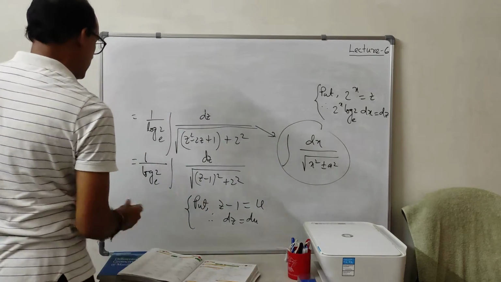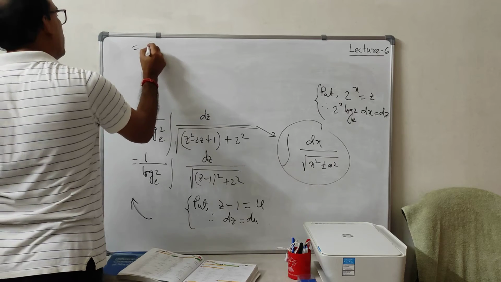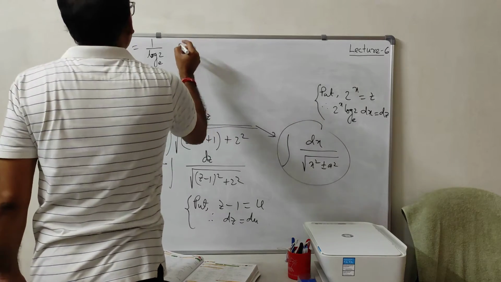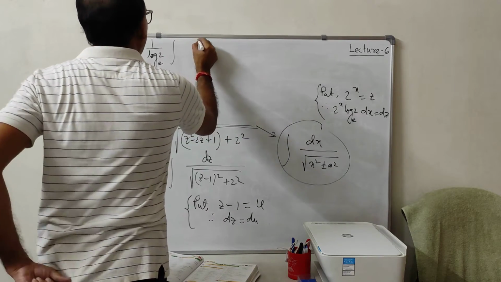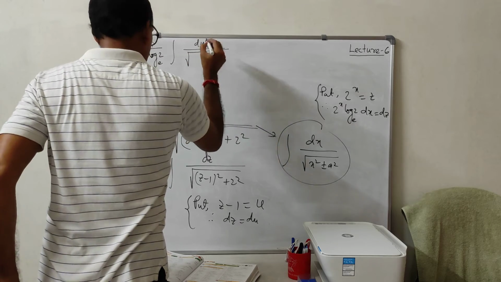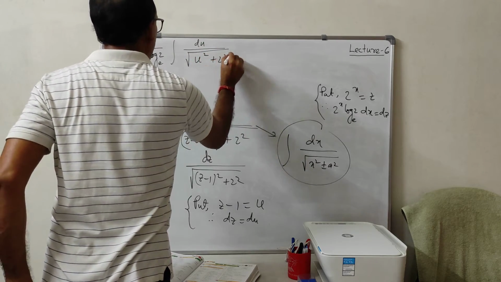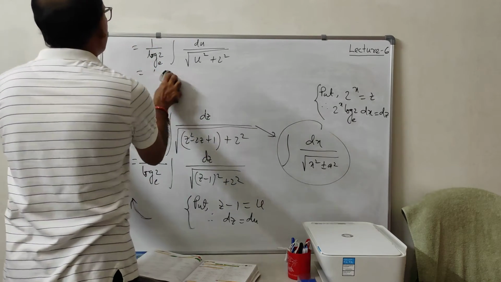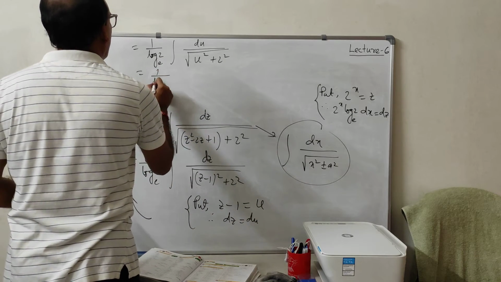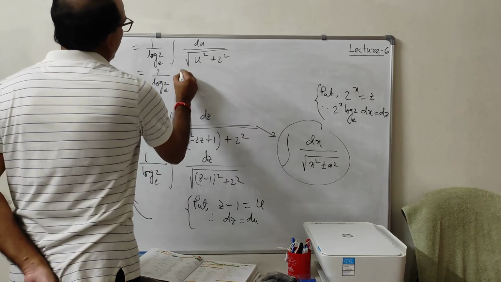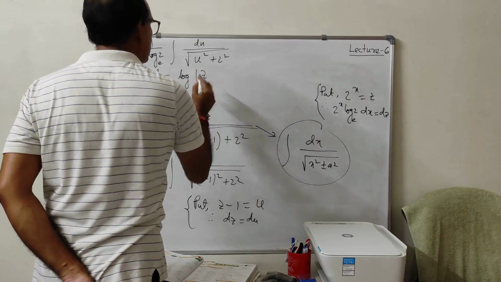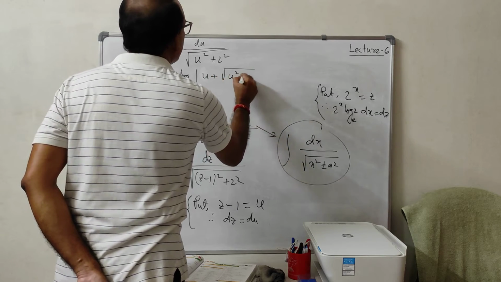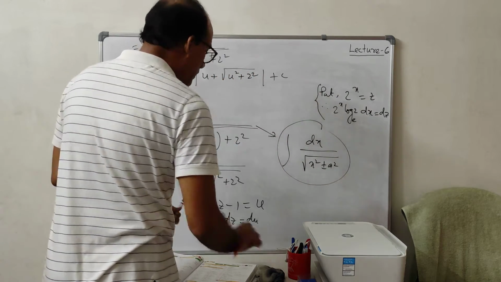See, this will be 1 by log 2 base e integral du upon u square plus 2 square, and this is a standard integral. 1 by log 2 base e, and this is log mod u plus root of u square plus 2 square.